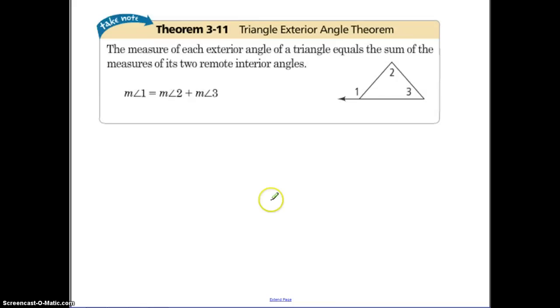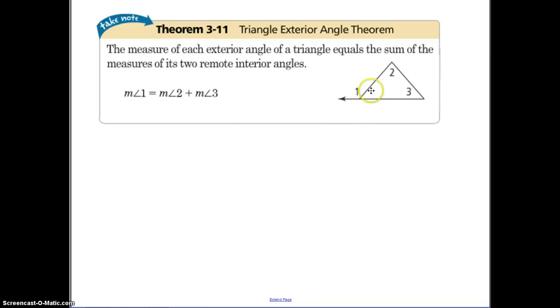Now, there's something special here with these remote interior angles, and it comes down to our triangle exterior angle theorem, which says the measure of each exterior angle of a triangle equals the sum of the measures of its two remote interior angles. All right, well, let's look at why.